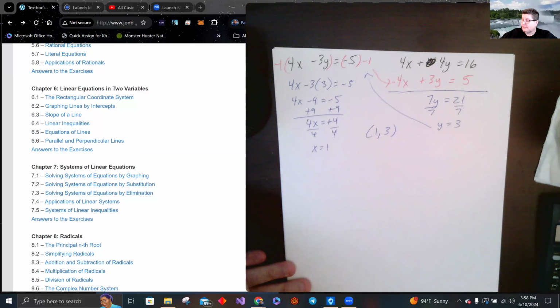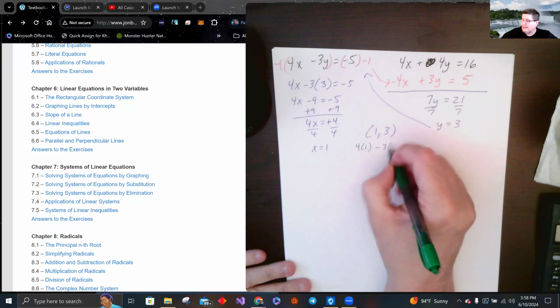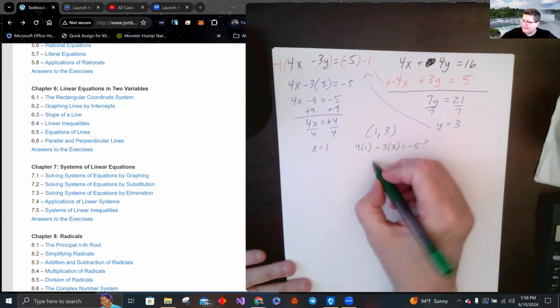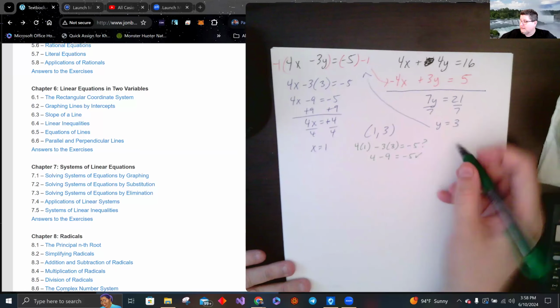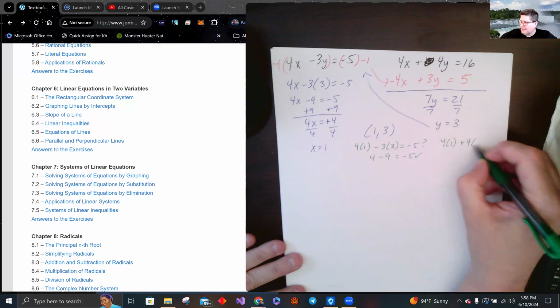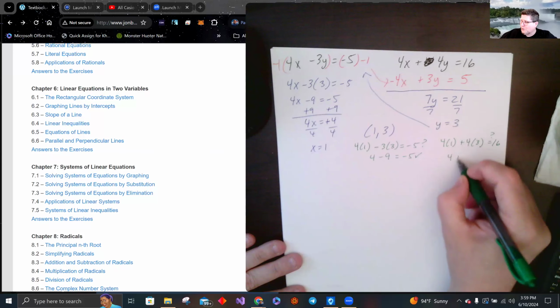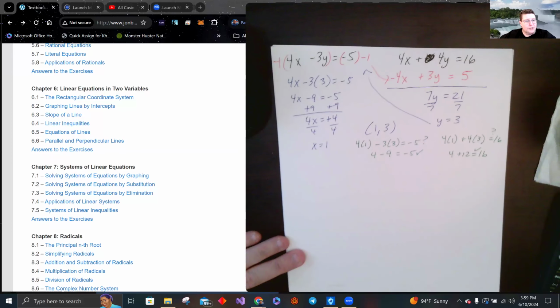Our check. 4 times 1 minus 3 times 3. Does that equal -5? 4 minus 9 does equal -5. Then in our other equation, 4 times 1 plus 4 times 3, does that equal 16? 4 plus 12 does equal 16. So it works in both equations.